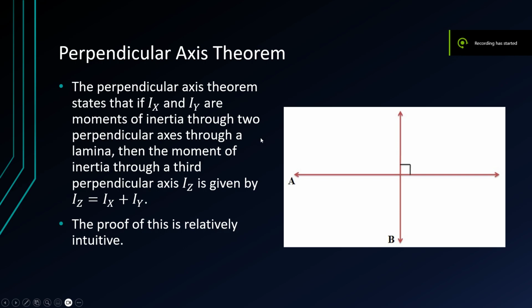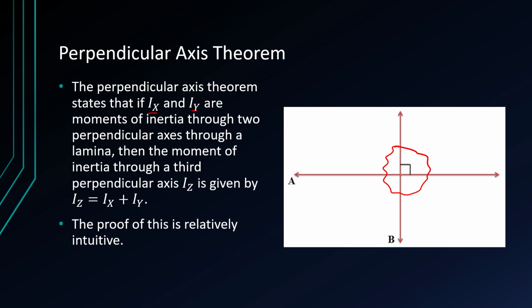So we're now moving on to the two-axis theorems. We're going to start off with the simpler one, which is the perpendicular axis theorem. The perpendicular axis theorem states that if Ix and Iy are moments of inertia through two perpendicular axes through a laminae, then the moment of inertia of a third perpendicular axis Iz is given by Iz equals Ix plus Iy.